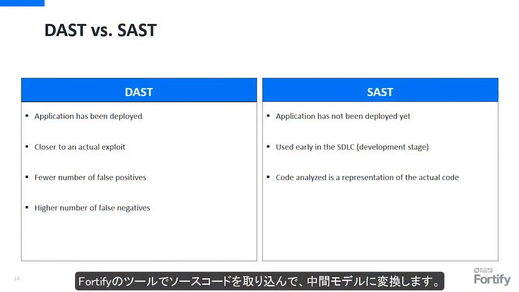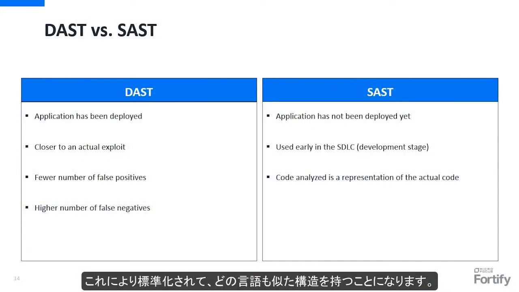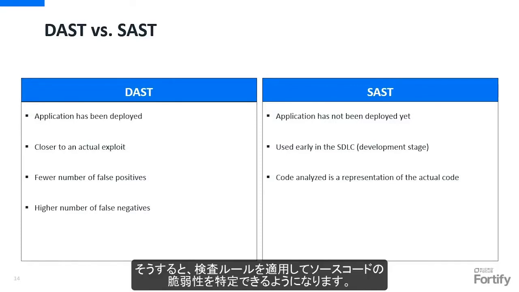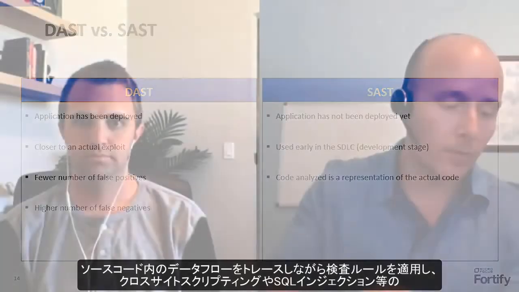We pull in source code, we translate that source code to an intermediate model that sort of flattens it out, makes all different languages look like a similar structure, and then we're able to apply rules to identify vulnerabilities in that source code. So we apply a rule that's able to trace data flow through source code to identify different types of vulnerabilities, like I mentioned before, cross-site scripting, or SQL injection, or any of the thousands of vulnerabilities that we're able to detect.